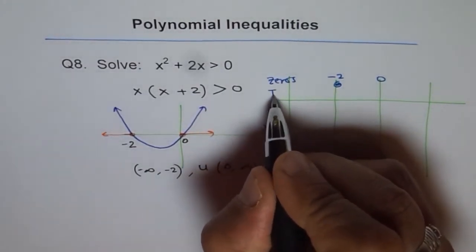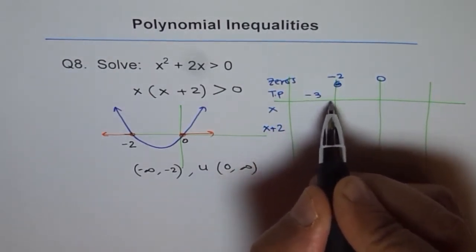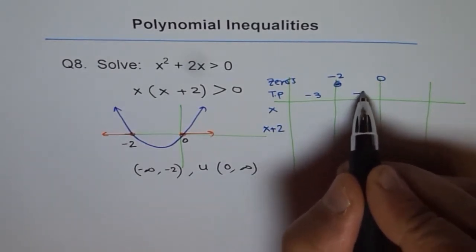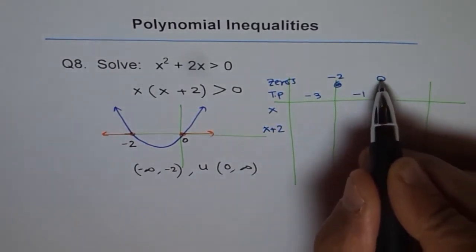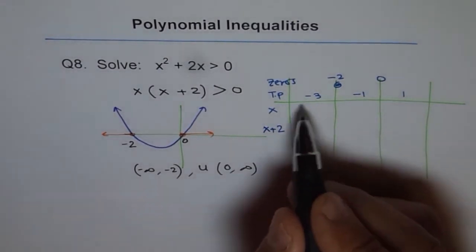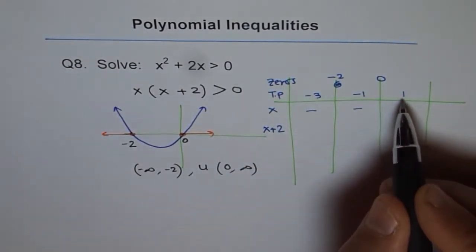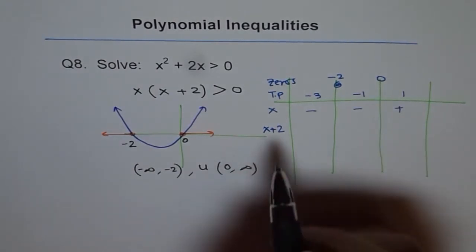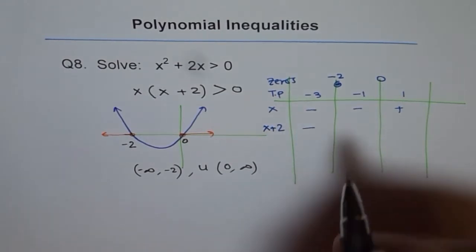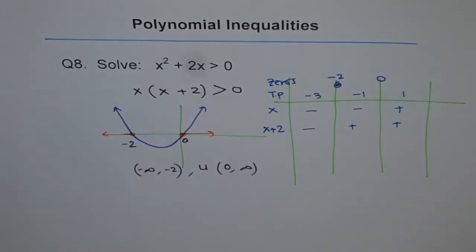So let's take a test point. We can take a test point as minus 3 in this part of the Cartesian plane, and between minus 2 and 0, minus 1 could be a test point, and after 0, 1 could be a test point, right? So if I put minus 3 for x, I get a negative value, for minus 1 a negative value, and for plus 1 it will be a positive value. In case of x plus 2, if I write minus 3, it results in a negative value. Minus 1 will give me positive, and 1 will also give me positive value.